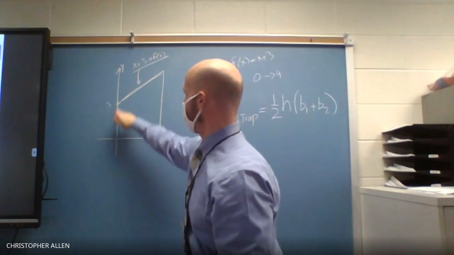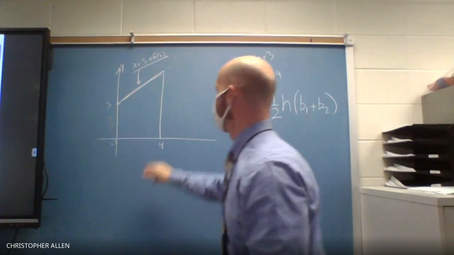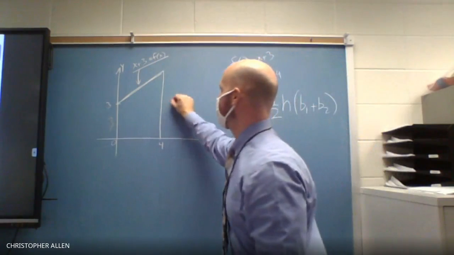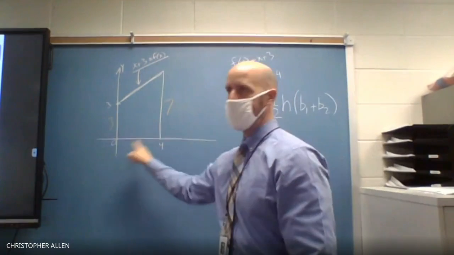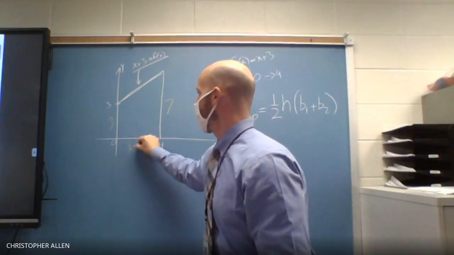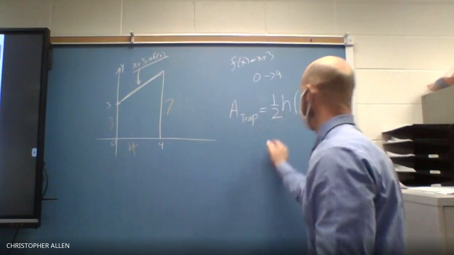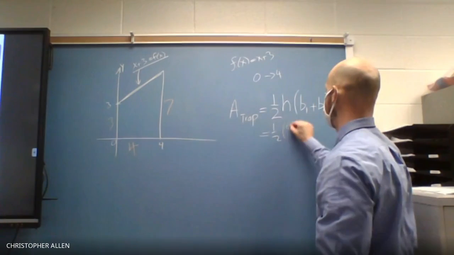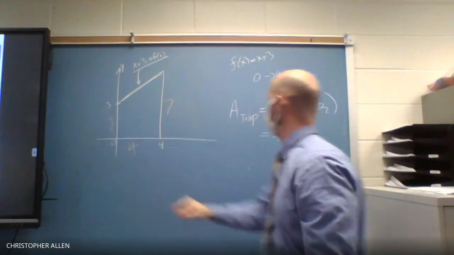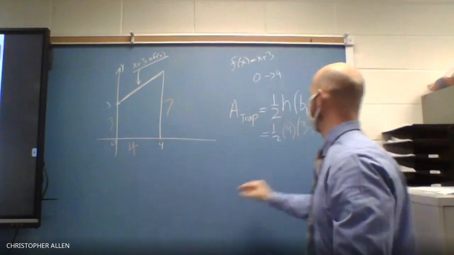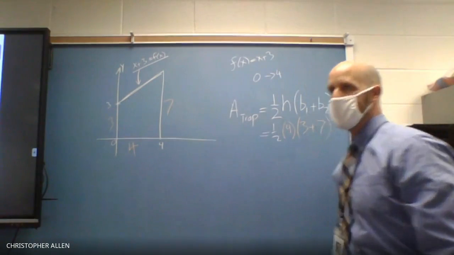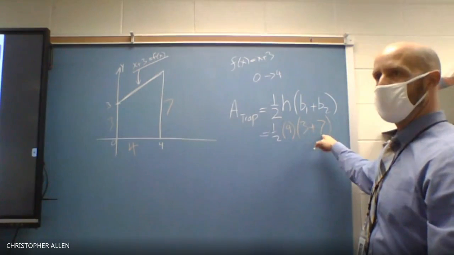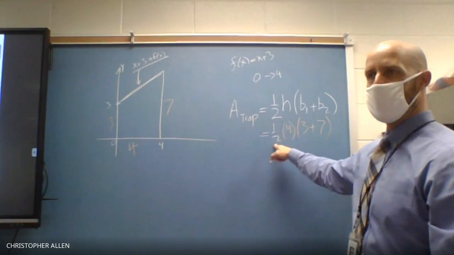What's the length of this base right here? That's easy. That's 3, right? What about this base? That's harder. If you plug 4 into that, though, what do you get? 7. So that's 7. Oh, what's the height of this guy? 4, right? Okay, so let's see here. 1/2. That's the height, so that's 4. What's the first base? 3. What's the second base? I bet you'll never guess what that is. What's 3 plus 7? 10. Times 4? 40. Divided by 2. Oh my God, that's fun.